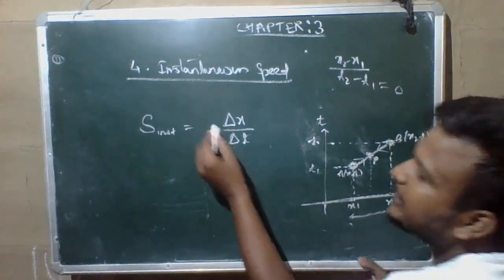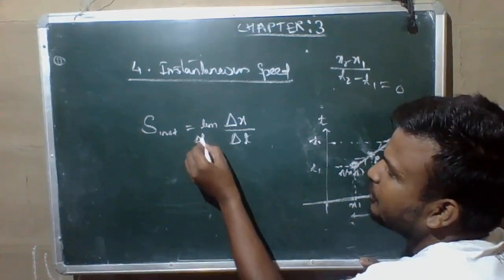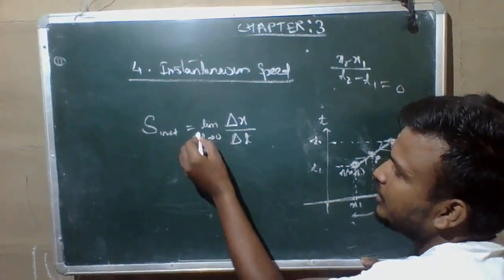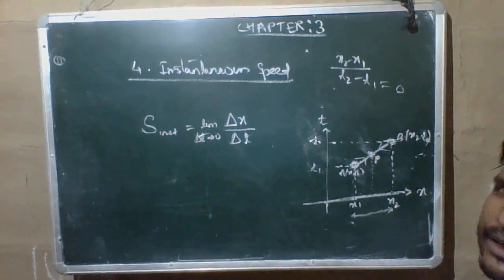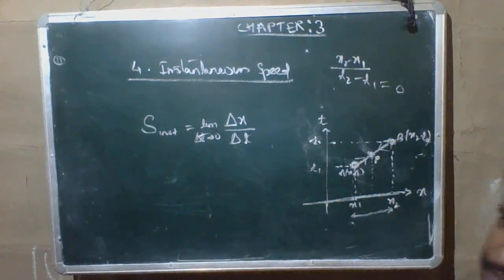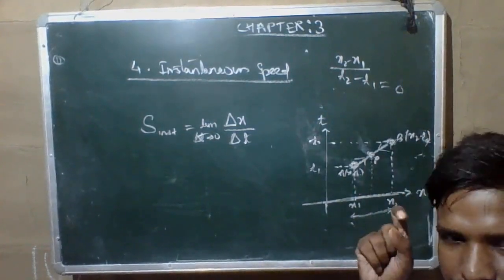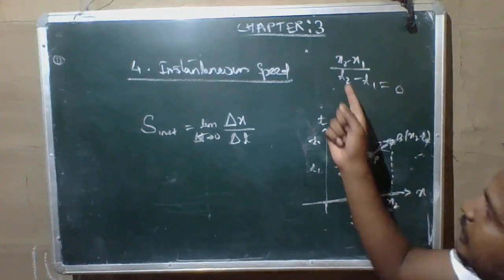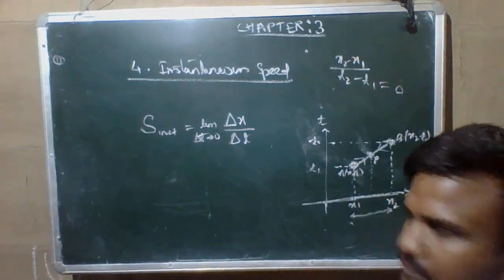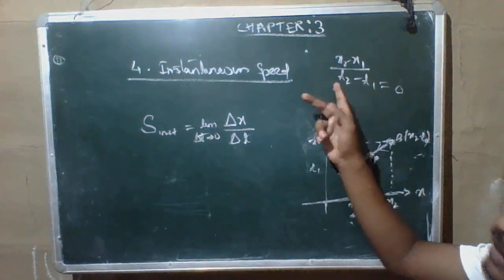So if T2 limit delta T goes to 0, so we have given a limit that delta T goes to 0. So delta T value is what? Delta T means T2 minus T1. So T2 minus T1 must be equal to 0 only when? What is the condition for that? The condition is that T2 must be equal to T1. Delta T goes to 0 means what? T2 must be equal to T1.